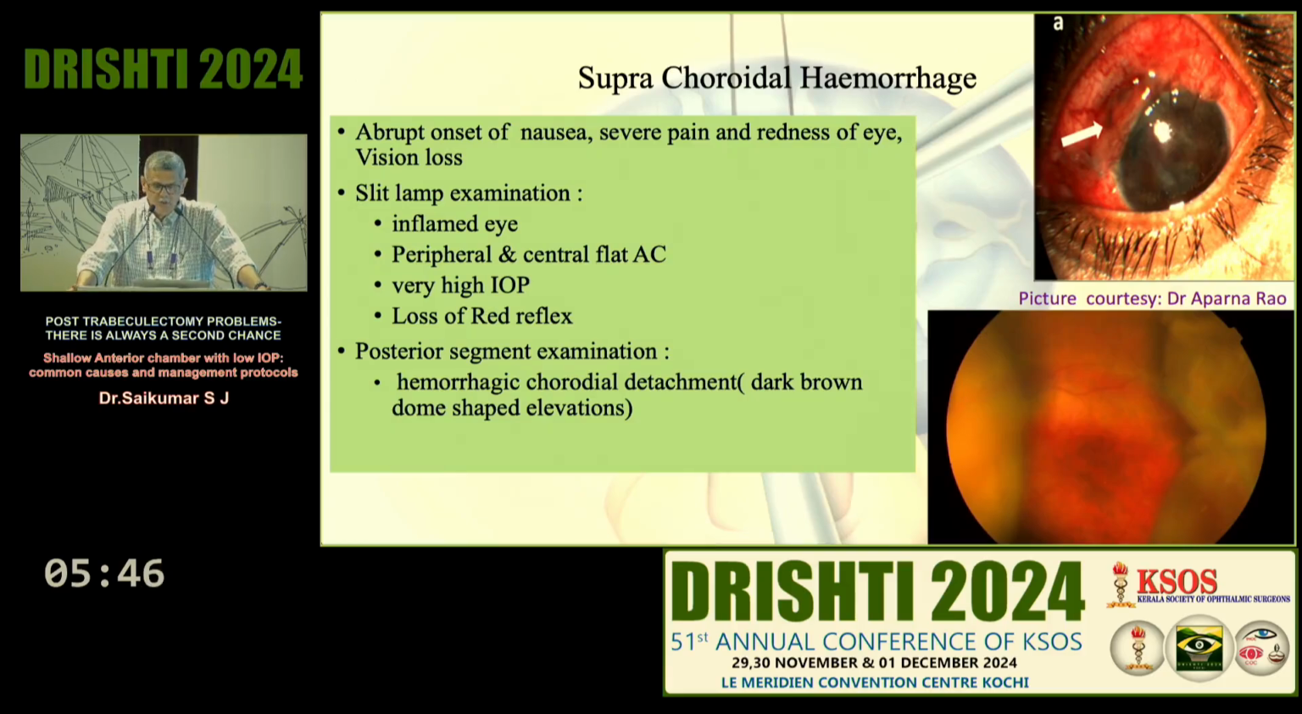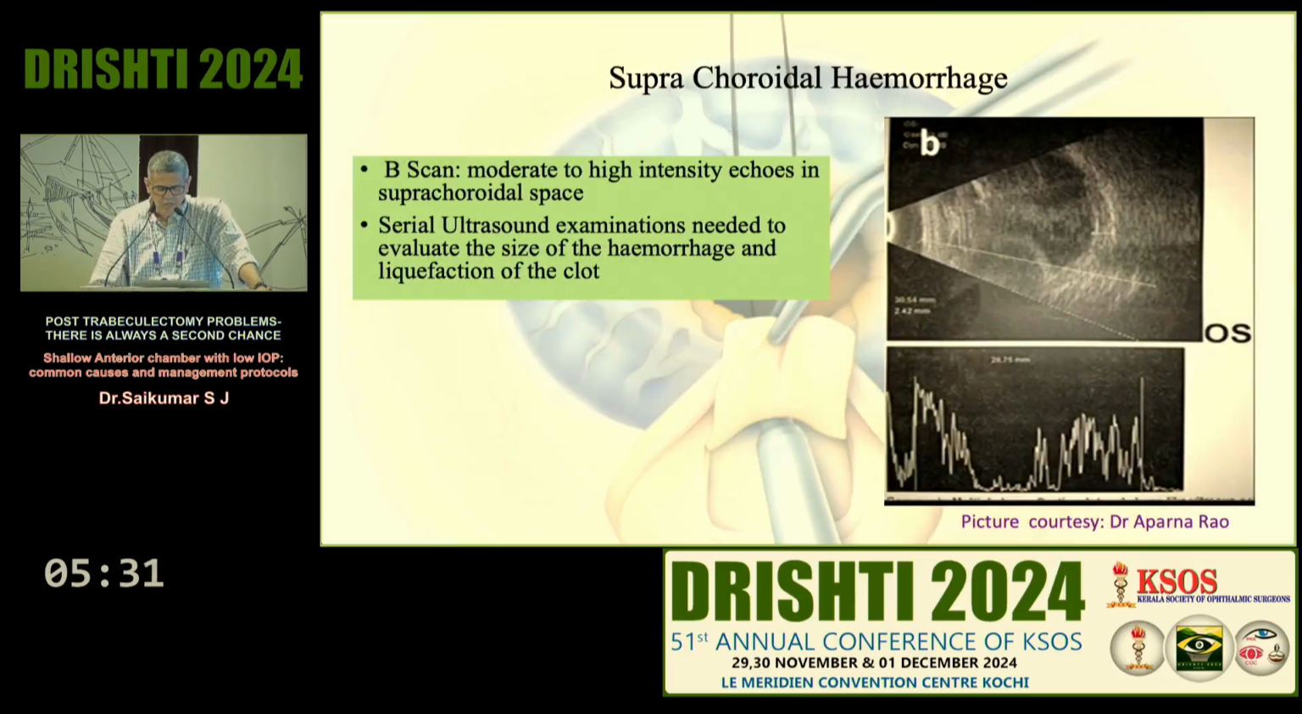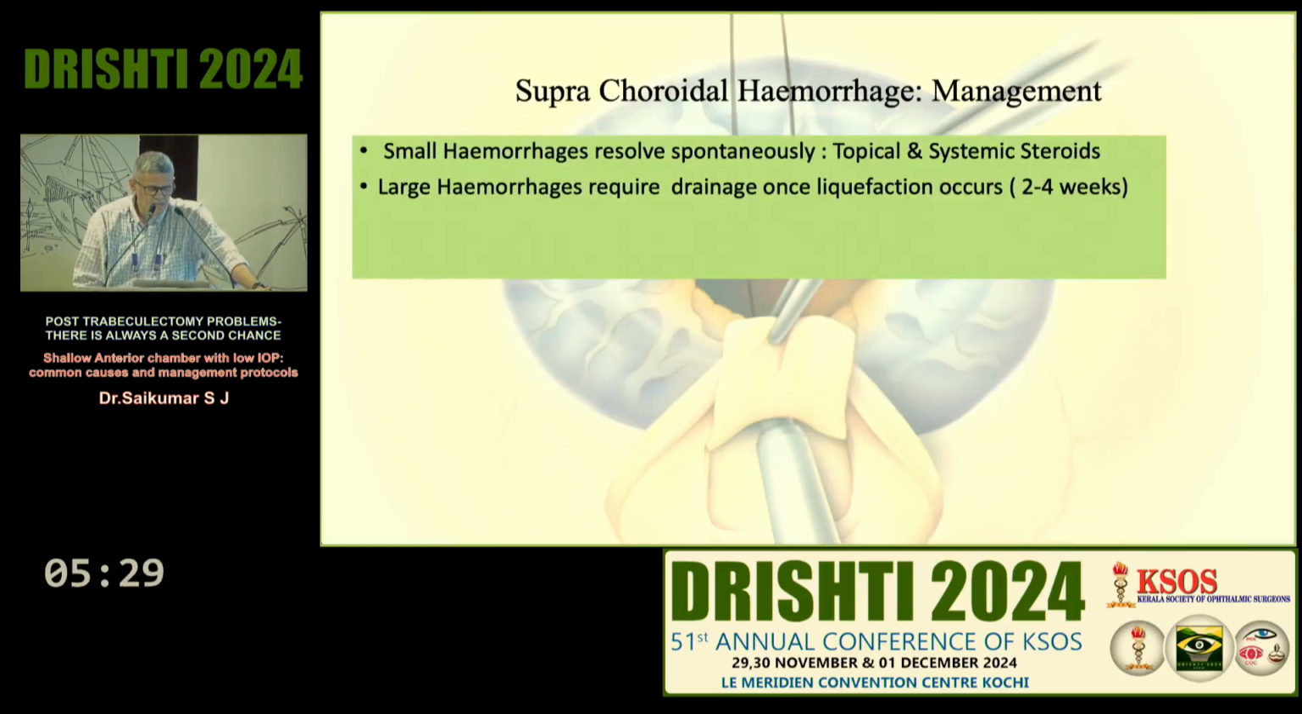And there is abrupt onset of nausea, severe pain, you have an inflamed eye with a loss of red reflex, very high intraocular pressure, and on posterior segment evaluation, if you can see the fundus, you can see the choroidals, otherwise in a B scan you can see the choroidals. Small hemorrhages usually resolve spontaneously with topical steroids, maybe you may require some systemic steroids and the anti-glaucoma medications. The large hemorrhage usually requires drainage once the liquefaction has occurred, which is about 2 to 3 weeks.